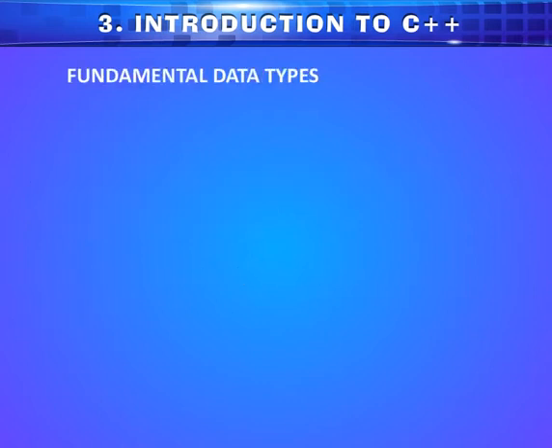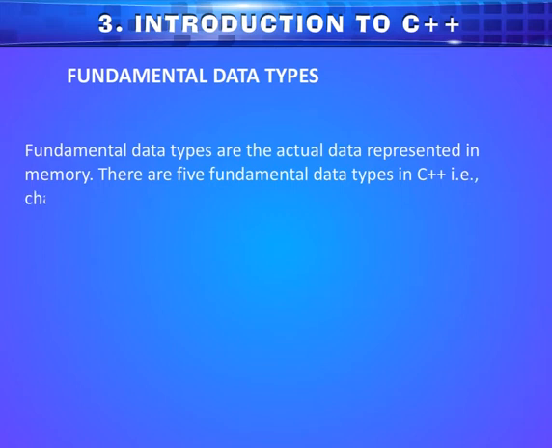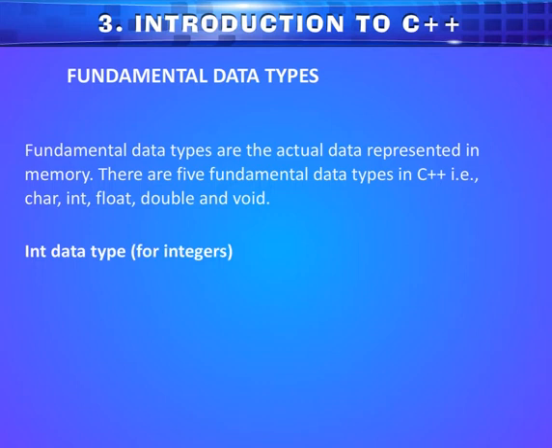Fundamental data types. Fundamental data types are the actual data represented in memory. There are 5 fundamental data types in C++, that is, character, integer, float, double, and void. INT data type for integers. Integers are represented in C++ by the INT data type.